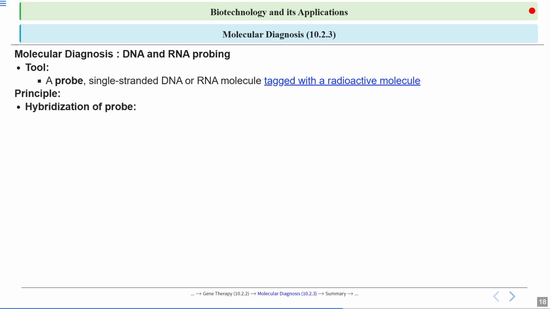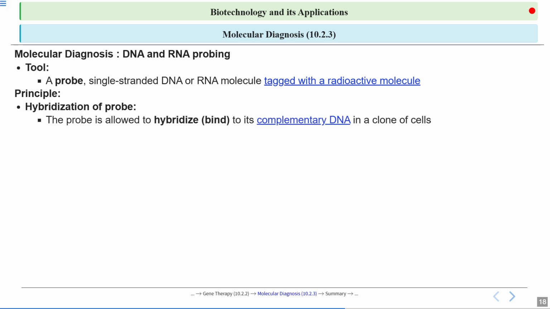So what is the principle of this method, this DNA and RNA probing? This probe, which is a single stranded DNA or RNA molecule tagged with a radioactive molecule, will go and hybridize to bind to its complementary DNA in a clone of cells. So, how is it used in detection? The sample is then subjected to autoradiography.